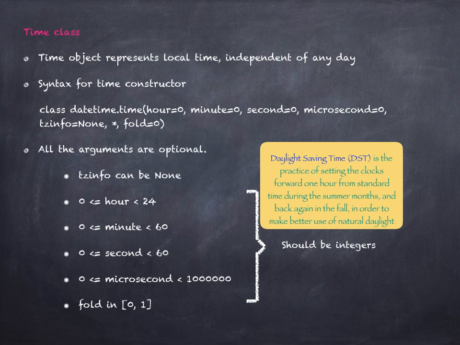And hour can range from 0 to 24, and minute from 0 to 60, that is 59. Okay, and 0 to 59 seconds also. Microseconds can be from 0 to this value. Fold can be either 0 or 1. By default it is 0. And all these values, that is hour to fold, should be integers. No float or real numbers are allowed in this case.